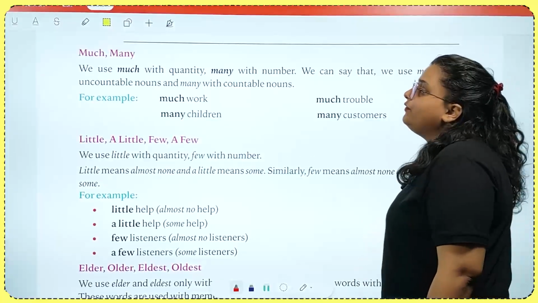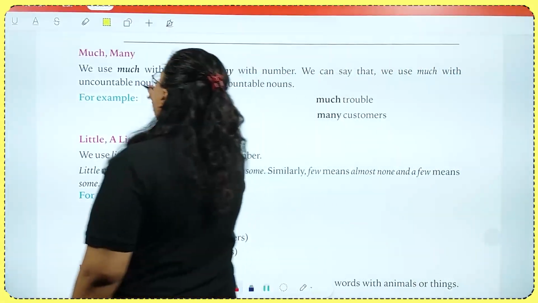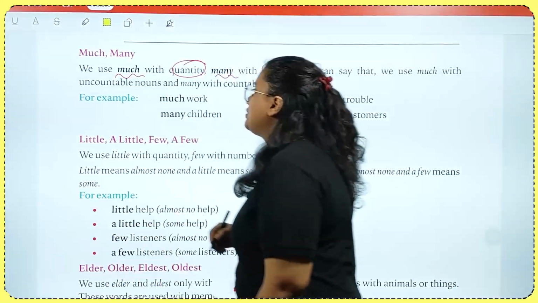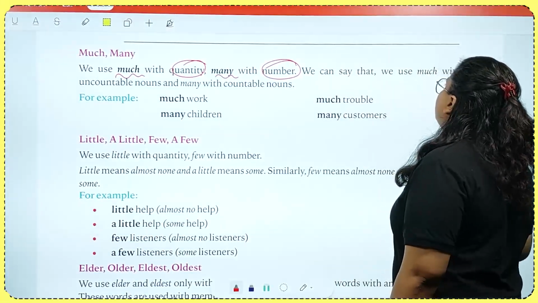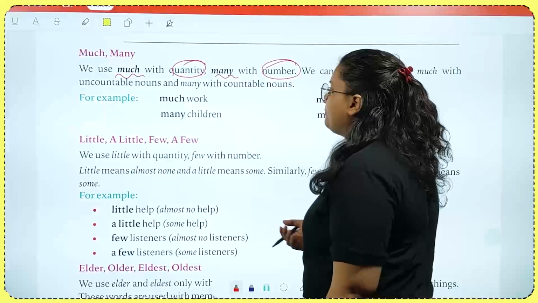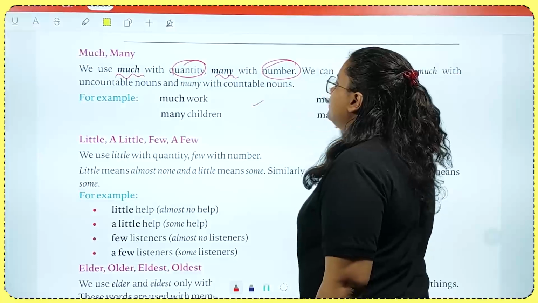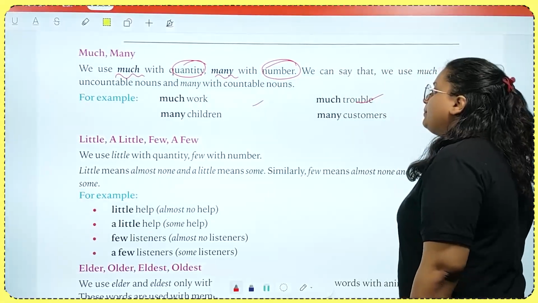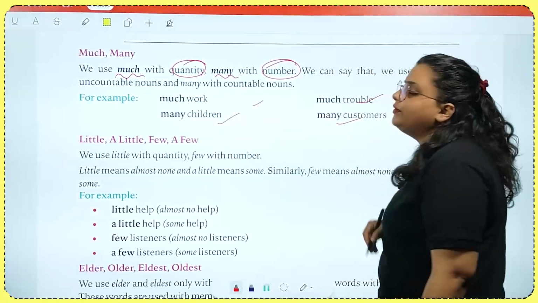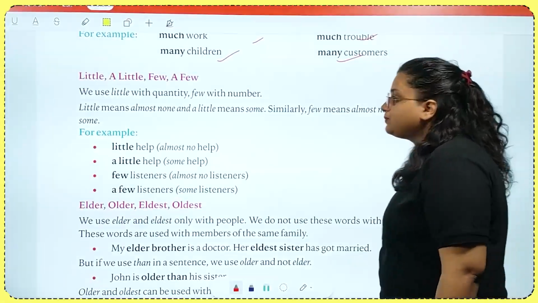So let's see. We use much with quantity, many with numbers. You have to understand where much is being used and where many is being used. We use much with uncountable nouns and many with countable nouns. Much work, much trouble. These are uncountable nouns. Many children, many customers. You can count the number of children, you can count the number of customers.